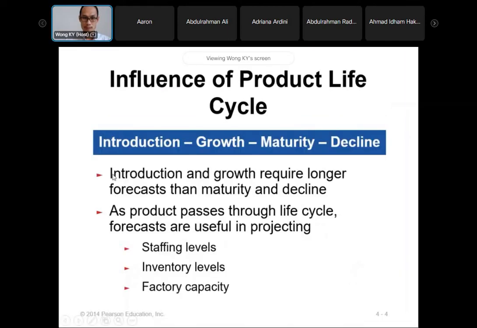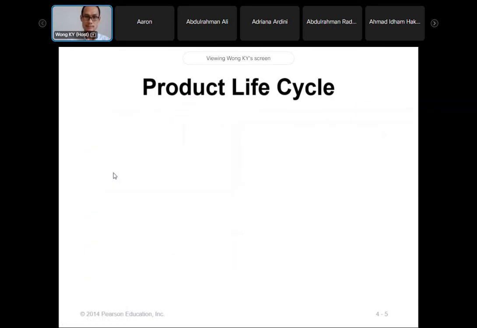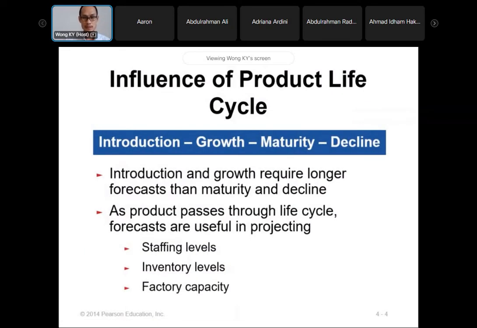The thing is this: if a product is in the introduction and growth stage, then it will require more accurate and longer forecasts. Because why? Because the product is growing, demand is still uncertain, and demand can shoot up anytime, it can fluctuate. So whenever a product is in the introduction phase or growth phase, we need to do forecasts more accurately, and longer forecasts are actually required. Because the growing stage, introduction stage, is normally longer than the maturity phase and also the decline phase.